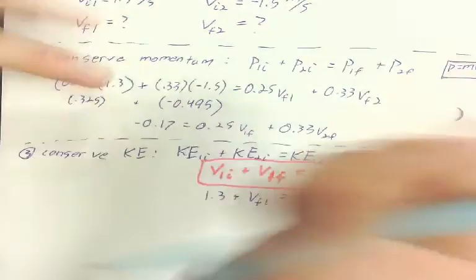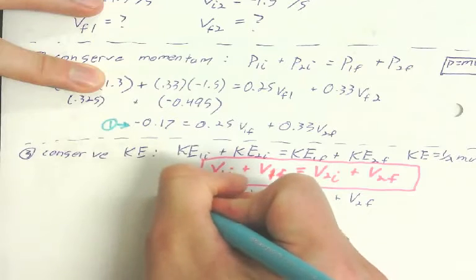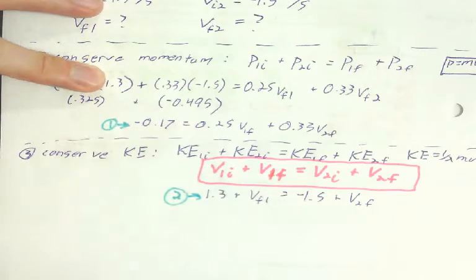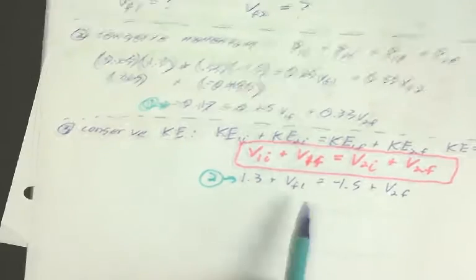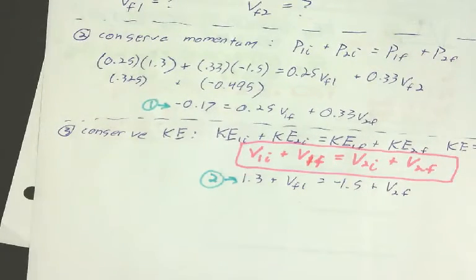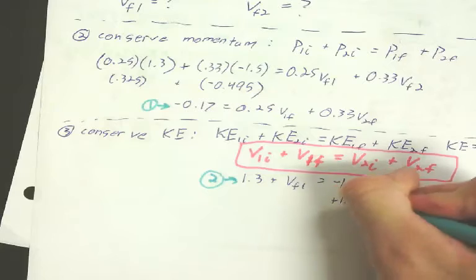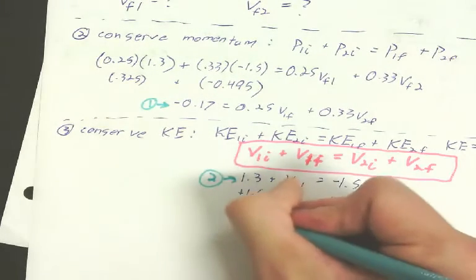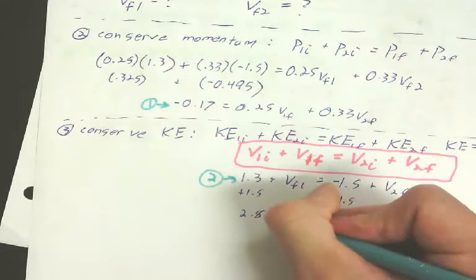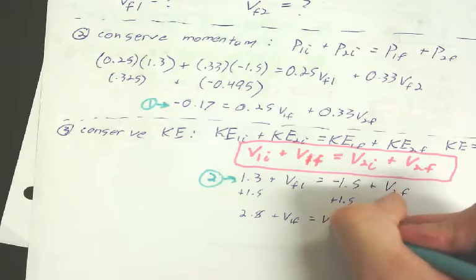Okay? Here's equation 1. Here's equation 2. So, I need to solve for either V1 final or V2 final. It does not matter which one. I like to make my numbers stay positive, so I'm going to add 1.5 to both sides. When I do that, I get 2.8 plus V1 final equals V2 final.